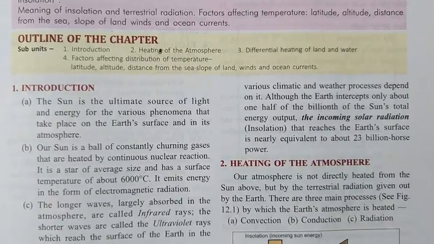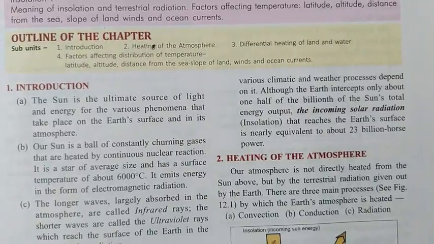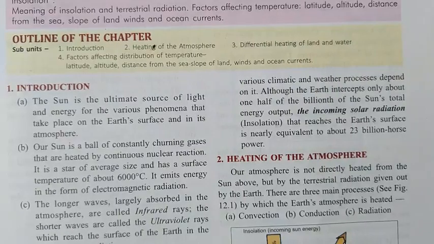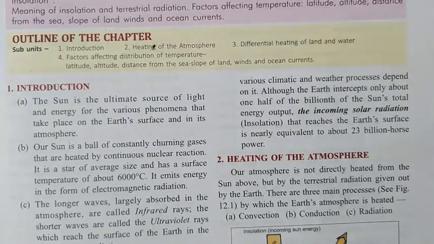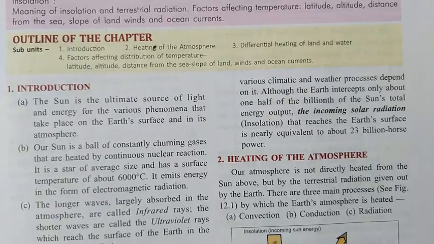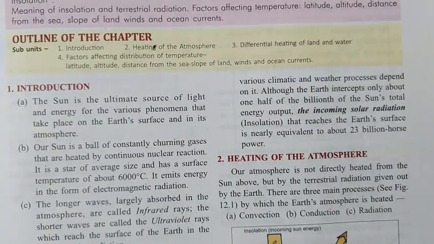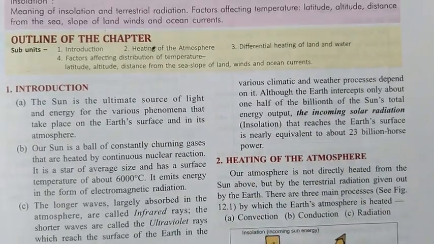Usually when the sun's heat enters the atmosphere, a large amount of it is reflected back, and some amount of the solar radiation is absorbed by the atmosphere and the things present in the atmosphere. So not the full solar energy, but only about 45 to 49% of the solar energy reaches the earth's surface. So for that, let's see the heating of the atmosphere. This is a very important thing.